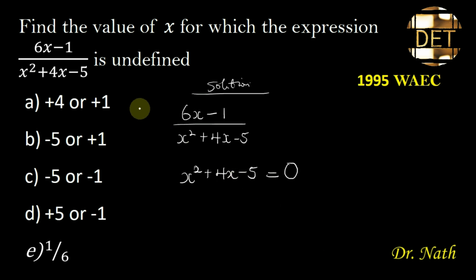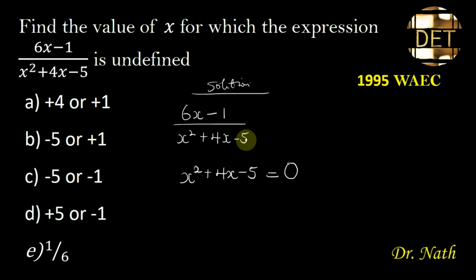So just a quick recap, we are looking at this 1995 question, and the question is, find the value of x for which the expression 6x minus 1 all over x squared plus 4x minus 5 is undefined. And like I said before, for any expression to be undefined, the denominator must be equal to 0. It's a must. It's not optional. That is what defines an undefined expression, and that is what we have written out here. So we wrote out the expression here, 6x minus 1 all over x squared plus 4x minus 5.